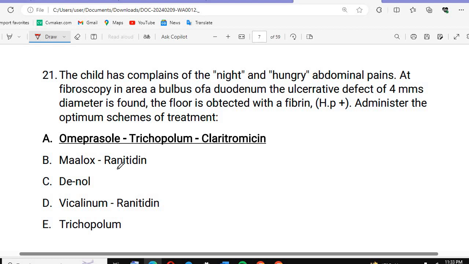The child has complaints of night and hungry abdominal pains. At fibroscopy in the bulbous area of the duodenum, an ulcerative defect of 4 mm diameter is found. The floor is obstructed with fibrin. H. pylori positive. Can anyone tell me what H. pylori positive is?